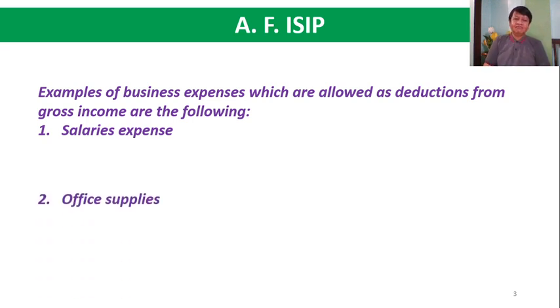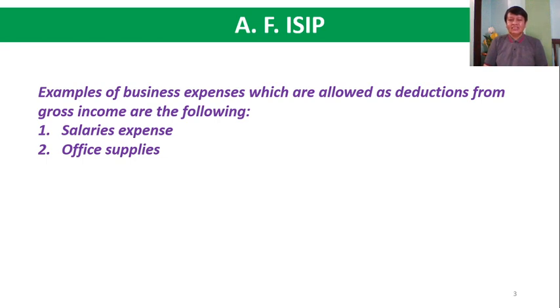The second example is office supplies. Office supplies are needed in business operations because we have to do some documentation. Most of the time, we have to prepare letters. We have to prepare correspondence. We have to print some reports. We have to print some email messages.